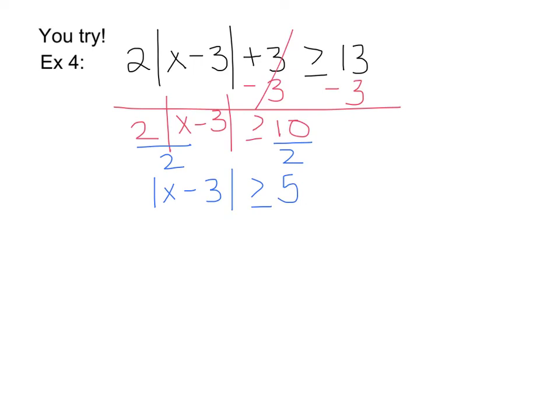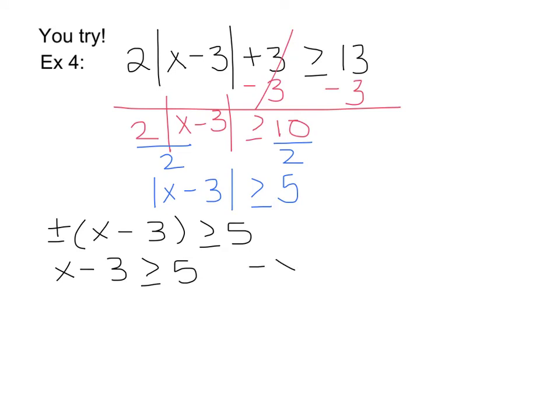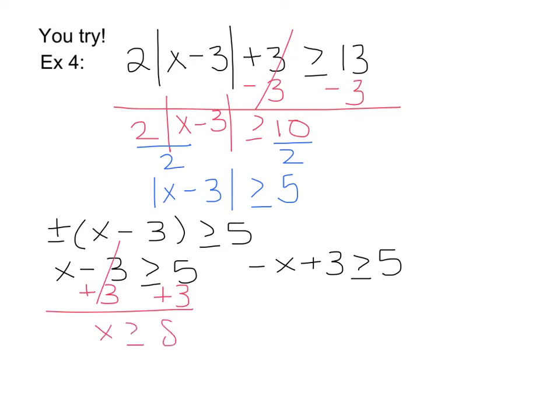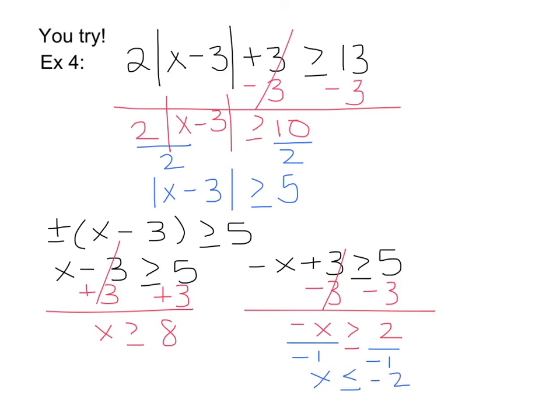Now, since my absolute value bars are all by themselves, I write my positive and my negative. And now let's distribute those so we have our two equations. So I have x minus 3 is greater than or equal to 5. Negative x plus 3 is greater than or equal to 5. So solve the one on the right first. Add 3 to both sides. So that gives me x is greater than or equal to 8. And then subtract 3. So negative x is greater than or equal to, and then 5 minus 3 gives me 2. Now divide both sides by negative 1, and that gives me x, again switch your sign, less than or equal to negative 2.